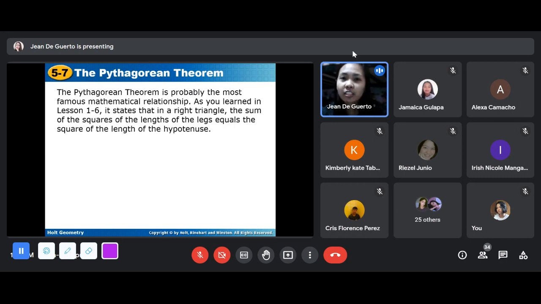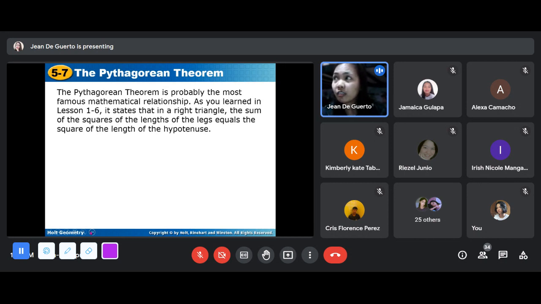At sinong Greek mathematician yun? Anyone? Sinong nakakakilala dun sa nag-develop ng Pythagorean theorem? Wala. So, Pythagorean theorem was developed by Pythagoras. Okay, he was a Greek mathematician who developed this theorem. Okay, so Pythagorean theorem involves a right triangle.